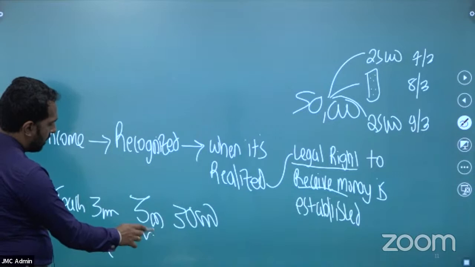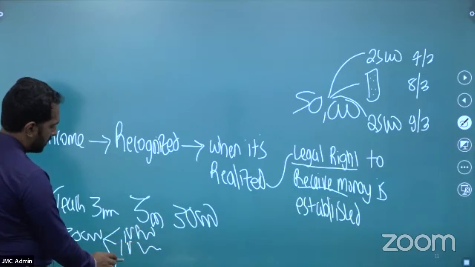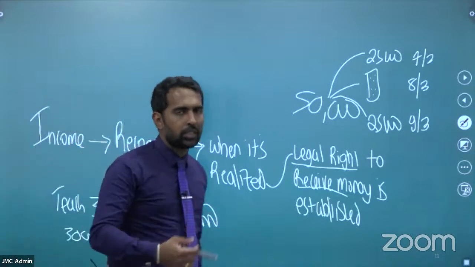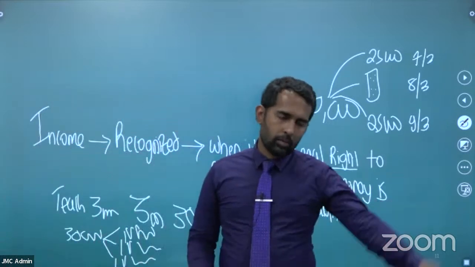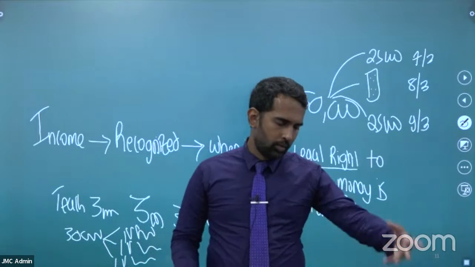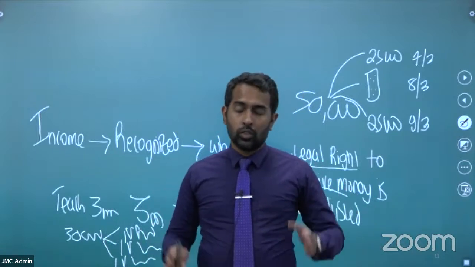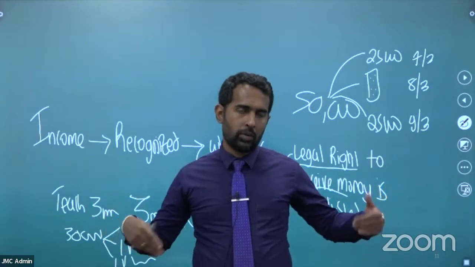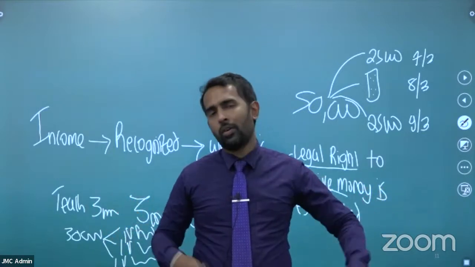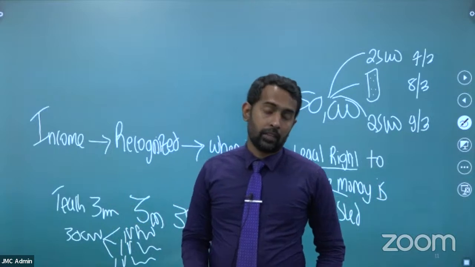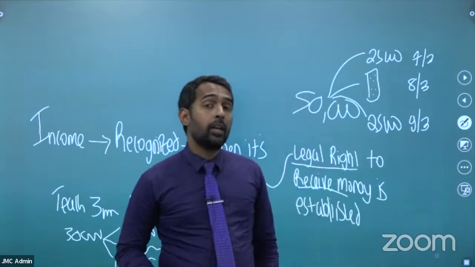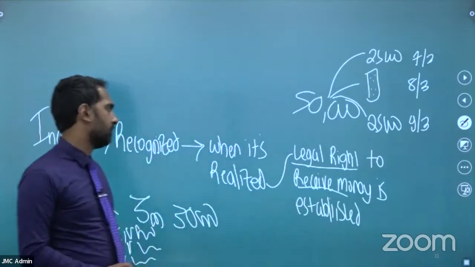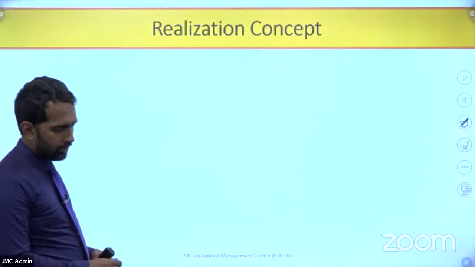For an example, let's say every month 10,000. Teaching for a month, I recognize 10,000 income. A part of the promise is delivered. Next month, another part is delivered. Next month, another part is delivered. So it's a service, no? Service is offered over a period of time. So you have to recognize the revenue over the period of time. That is what we call the realization concept.